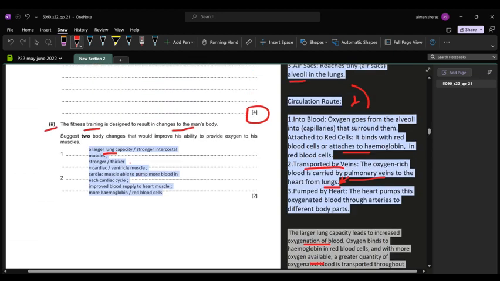Then there would be stronger or thicker cardiac muscle, and they would be able to pump more blood in each cardiac cycle, and that would help improve the blood supply overall, even to the heart muscle, and more hemoglobin and more red blood cells would be generated. So you had to write for 2 marks any 2 points out of them.